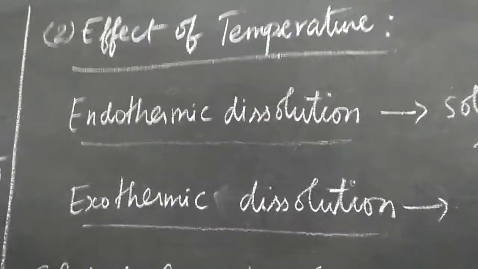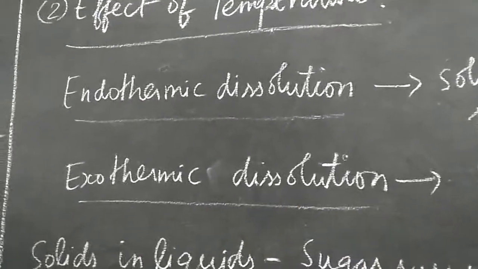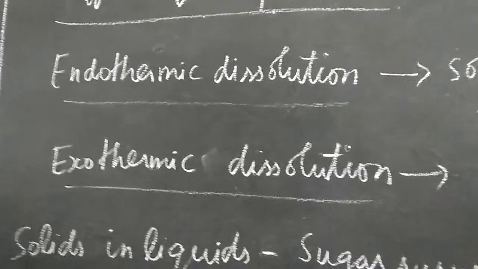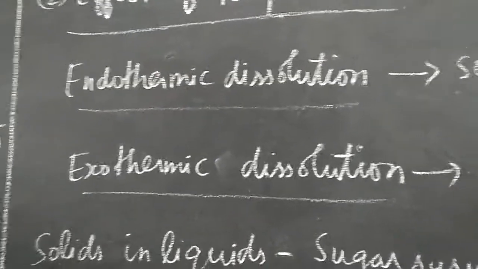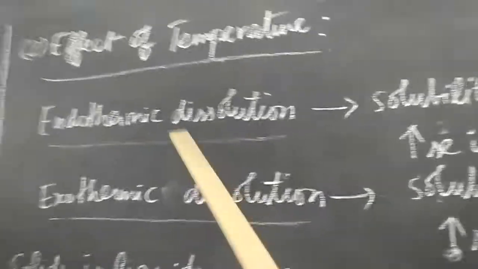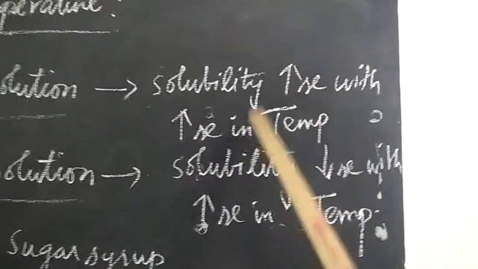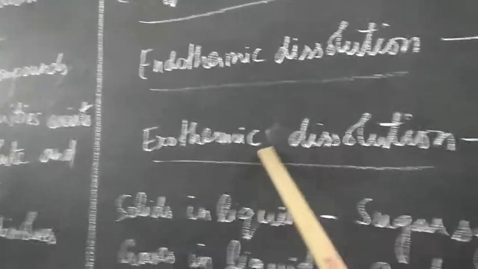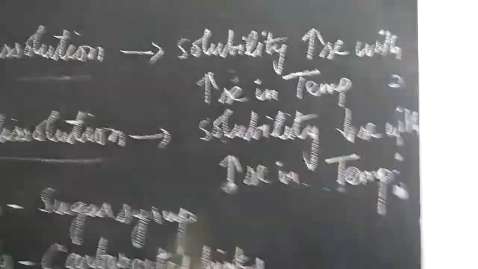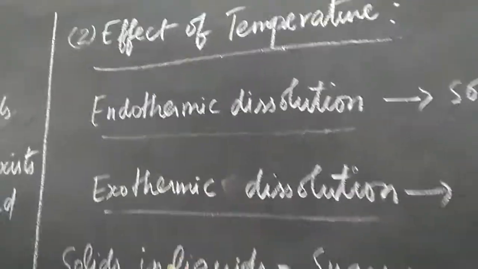So when you increase the temperature, the dissolution increases. Exothermic dissolution releases heat. It does not want an increase in temperature. So when you increase the temperature, it does not dissolve; that is, the solubility will decrease. So, for endothermic dissolution, solubility increases with increase in temperature. For exothermic dissolution, solubility decreases with increase in temperature. This is a common point. There are many types of dissolutions.